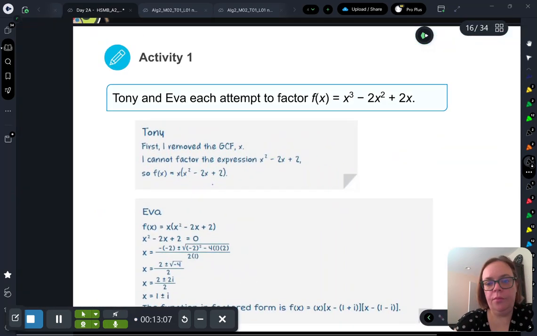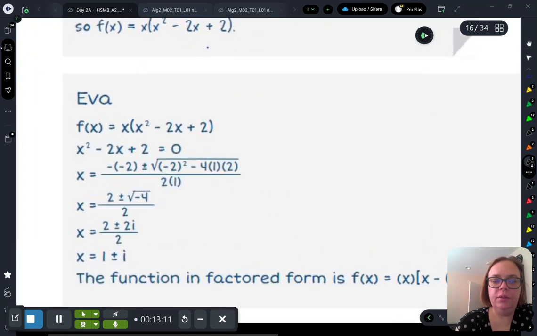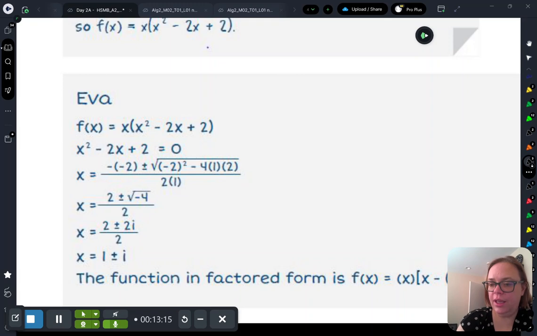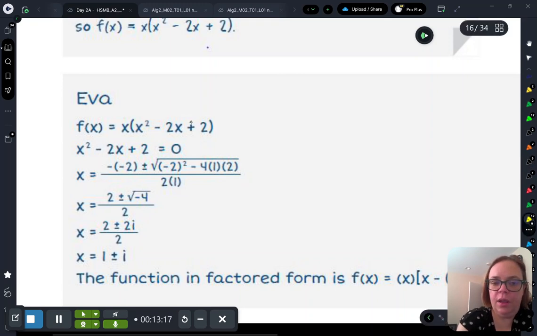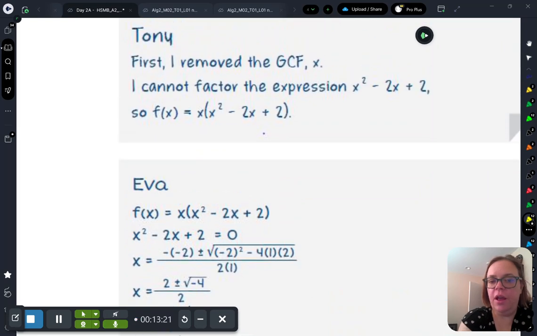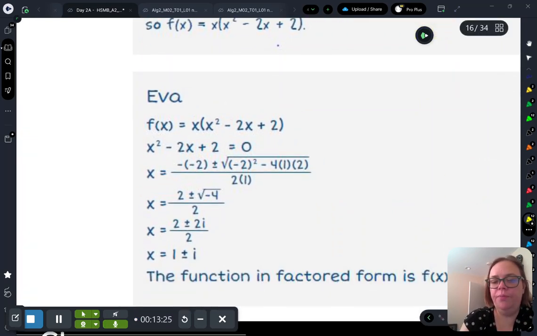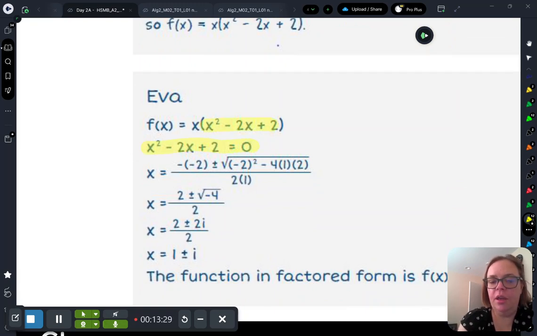Okay. Eva took out the x, and then she took this thing, and she couldn't factor this. Well, he couldn't factor it either. He couldn't factor that expression. So he just stopped. What she did was she broke it down and solved it using the quadratic formula.